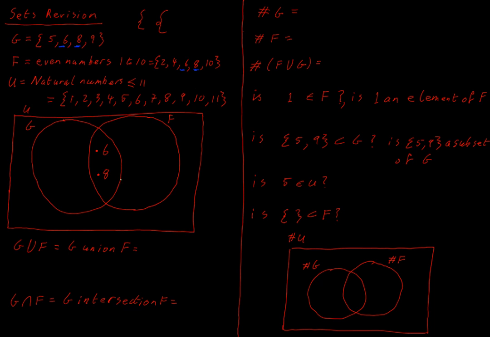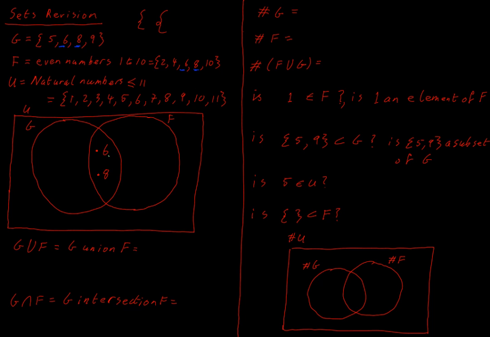Well, if I have numbers that are in both lists, like 6 and 8, that means when I'm drawing my picture, my Venn diagram, I have to put them inside both circles. And I do that by putting them in where the circles intersect, where they overlap each other.